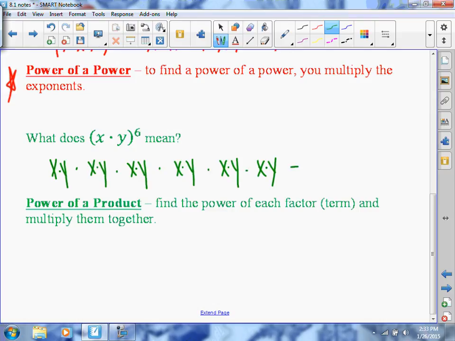So really, I have 6 x's, I can go through and count them, times 6 y's. So that's the simplified version of this expression. And what they've really done is they've kind of distributed that exponent to everything that's inside the parentheses. And that's the power of a product property.